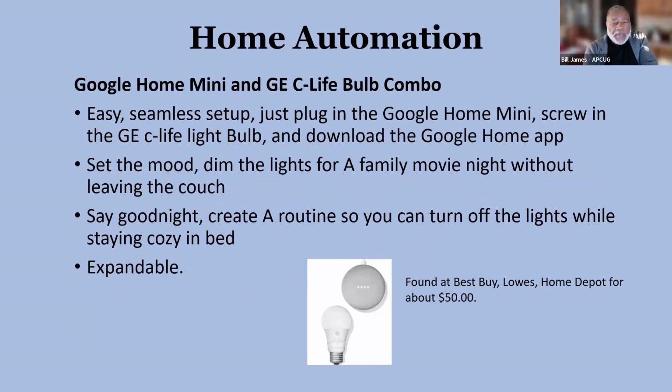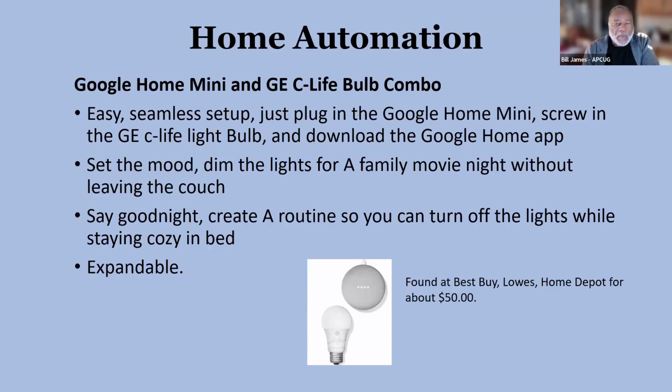Google has a bonus kit that they partnered up with GE, with their GE bulbs, called the C by GE Bulb Combo. And you can find these at Best Buy or Lowe's for about $50. It includes the Google Home Mini and a GE light bulb. And you can just set that up, and then you can control the light using the Google Home Mini. And those are about $50, and they're expandable.